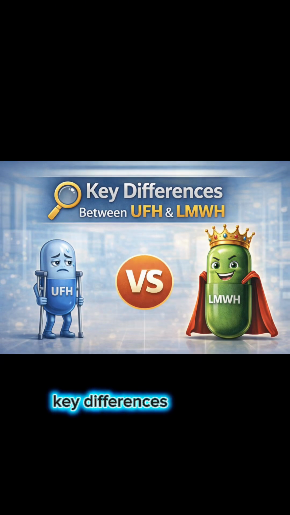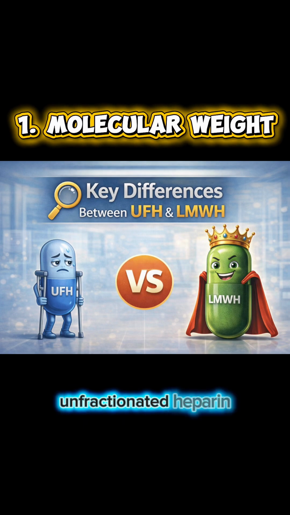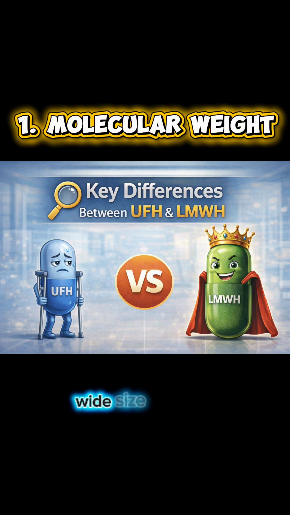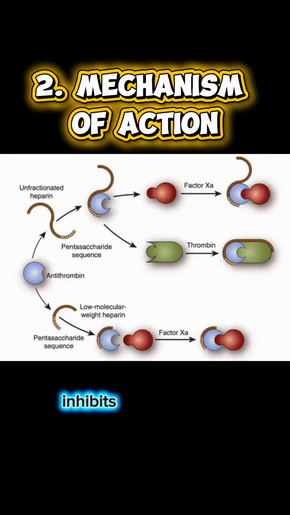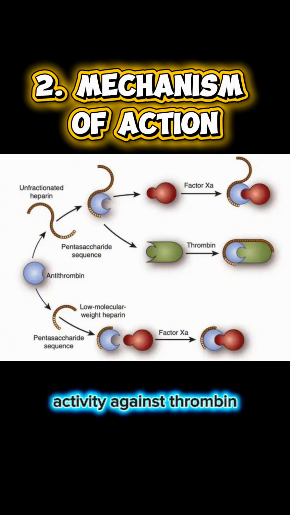What are the key differences between unfractionated and low molecular weight heparin? First, molecular weight. Unfractionated heparin has a high molecular weight and wide size variation. Low molecular weight heparin has a low and more uniform molecular weight. Second, mechanism of action. Unfractionated heparin inhibits both activated factor 2 and activated factor 10 equally. Low molecular weight heparin predominantly inhibits activated factor 10 and has less activity against thrombin.